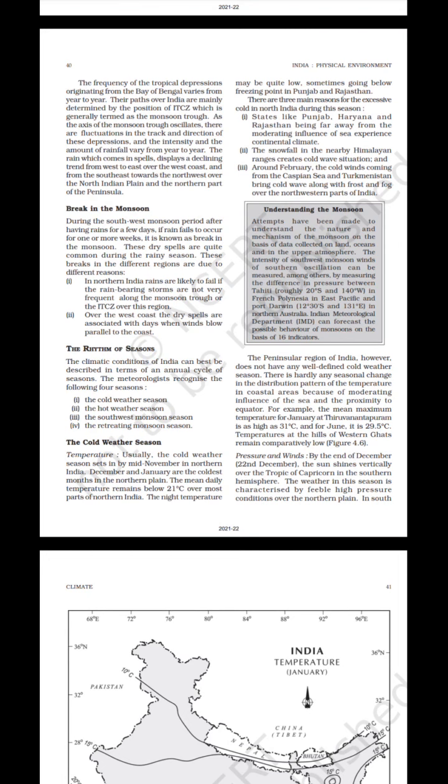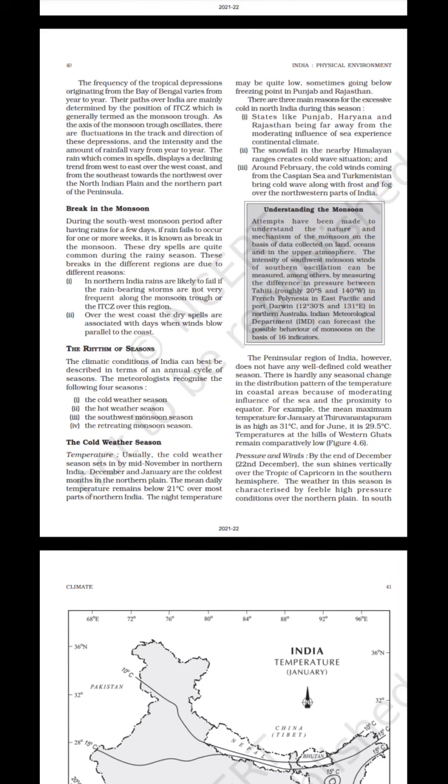In northern India, rains are likely to fail if the rain-bearing storms are not very frequent along the monsoon trough or the ITCZ over this region. Over the west coast, the dry spells are associated with days when winds blow parallel to the coast.